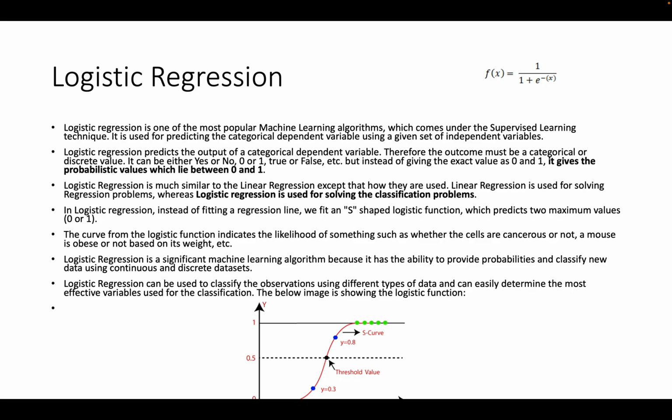You can provide data for winter or monsoon or something, and then the model can figure out based on the other attributes and the outcome. Logistic regression, even if you want to predict sunny, it is not compulsory to provide only sunny data. You might actually want to provide more data so that it performs better. Okay? Logistic regression can be used to classify observations using different types of data and can easily determine the most effective variables used for classification.